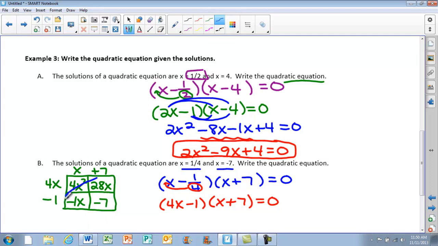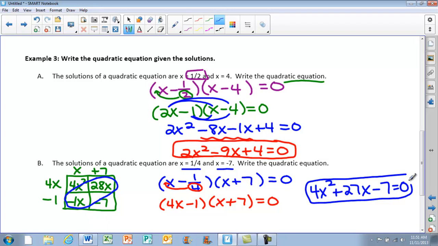Remember then we have to go ahead and combine our like terms. So for my final answer, I get 4x squared, 28x plus a negative 1x gives me plus 27x, minus 7 equals 0. So here is my equation. That's my answer. And once again, we could go through and factor this. And when we solve, we would get positive 1/4 and negative 7 as our solutions.